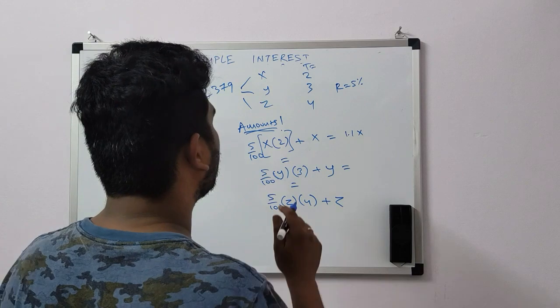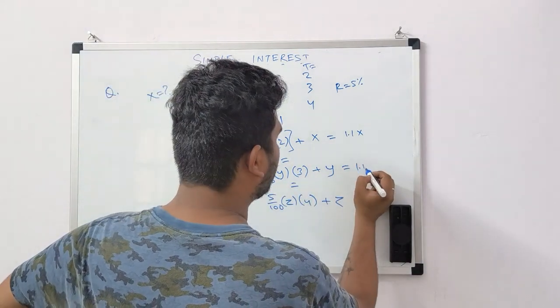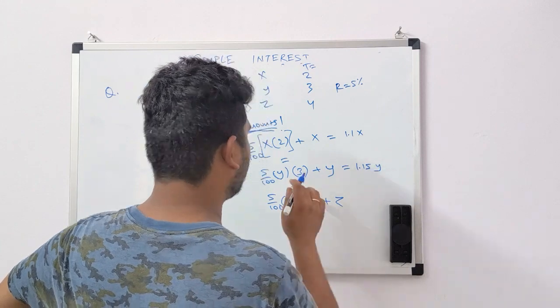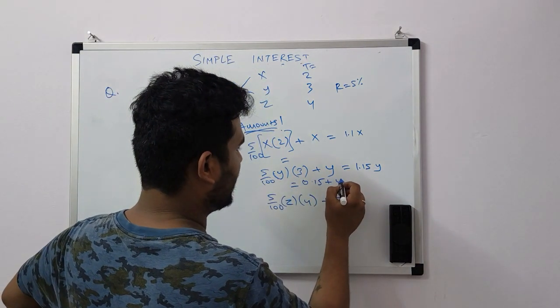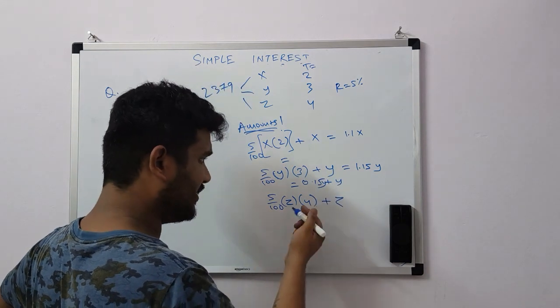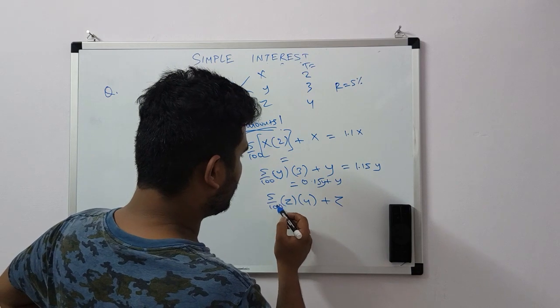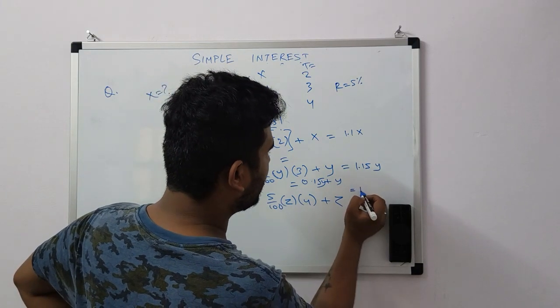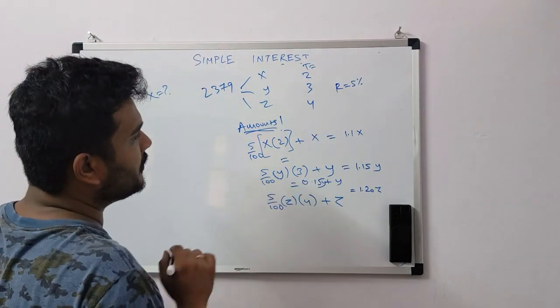10 upon 100. This is 15 upon 100, 1.15 y. This is 0.15 plus y, 0.15 y plus y. So you can do it in your head also. So 5 for the 20, so 2 by 10, 0.2. So 1.20 z. Now these are all equal, so we know x, y, z.